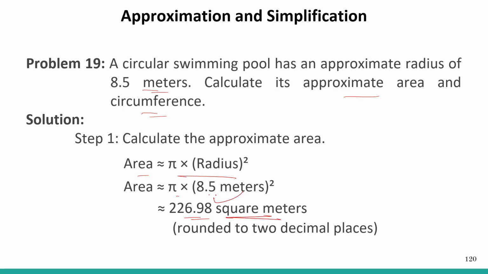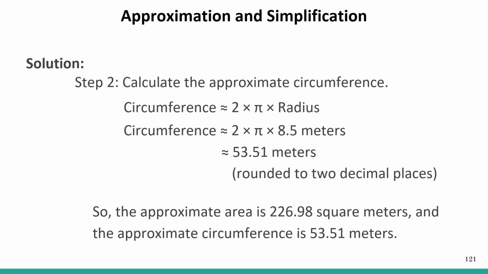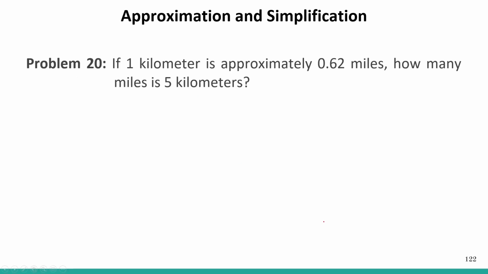Okay, you have square meters because it is multiplied twice. So step 2, calculate the approximate circumference, that is equal to 2 pi r. So it will be equal to 53.38, that is 2 into 3.14 into 8.5, rounded off up to 2 decimal places. So the area will be approximately this much and the circumference will be this much.